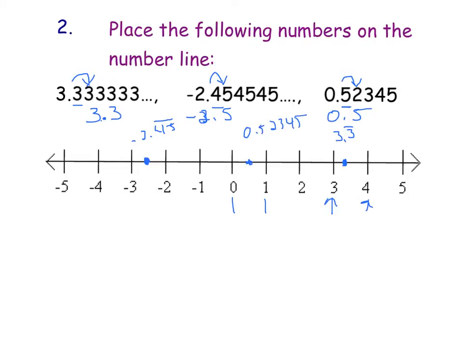0.52345. So again, what we did was we rounded to the nearest tenth.